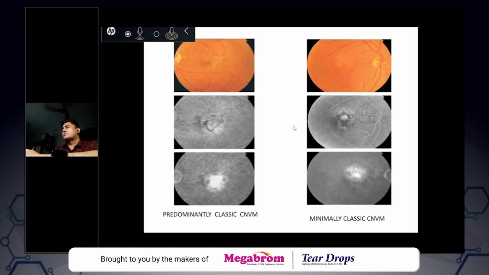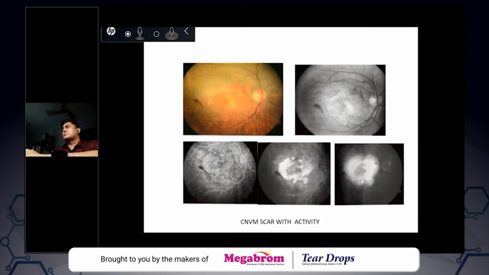This is no longer valid because previously when you used to treat these patients with PDT, patients with predominantly classic CNVMs were better responders to PDT. So this classification is no longer used now because we are treating all of these patients with anti-VEGF agents, so it's not that important. But you may be asked, what is a predominantly classic CNVM or a minimally classic CNVM?